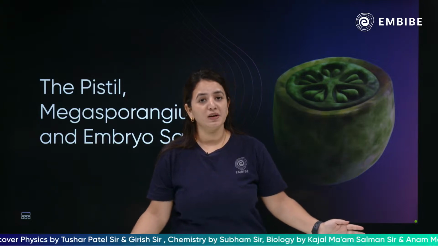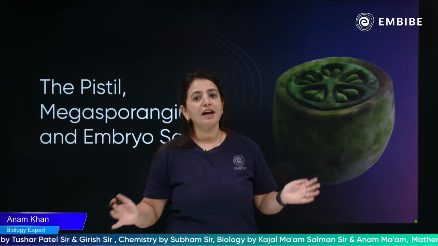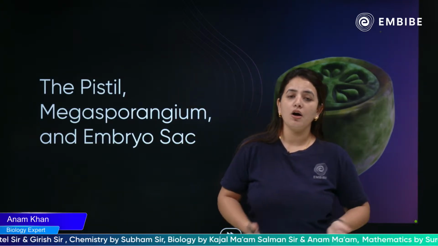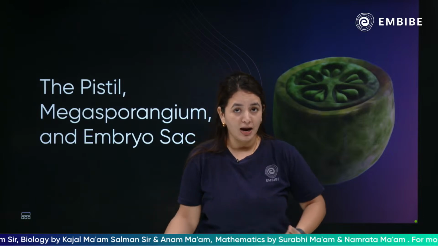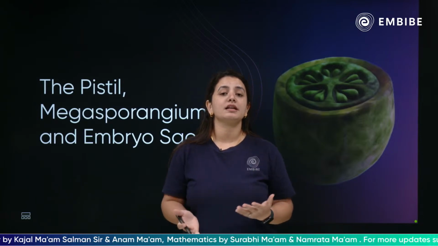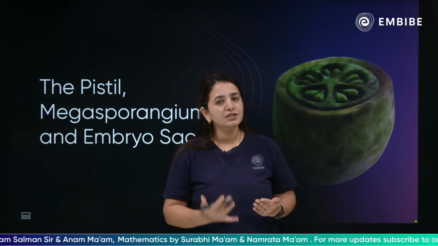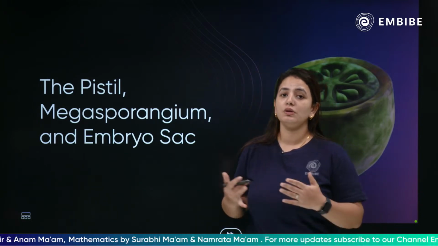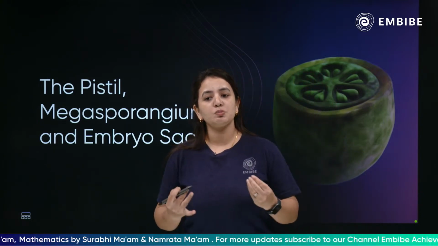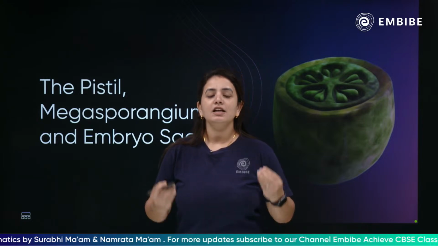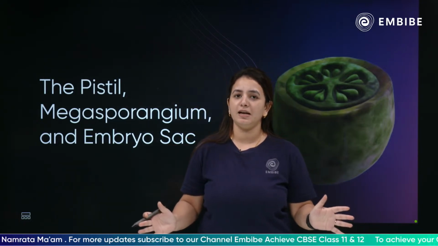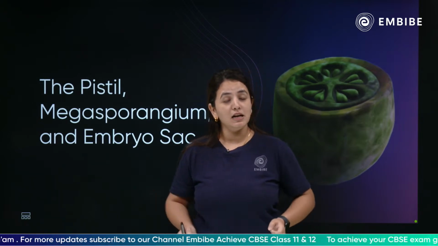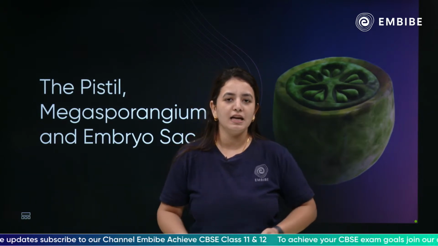Imbibers, welcome back to today's session again. Children, as you all know, we are going on with sexual reproduction in flowering plants and we have completed a few topics of that chapter. Yesterday we discussed the stamen, the parts of the stamen, and we also learned about microsporogenesis. Today we are here with another topic, which is the pistil, megasporangium, and of course the embryo sac.